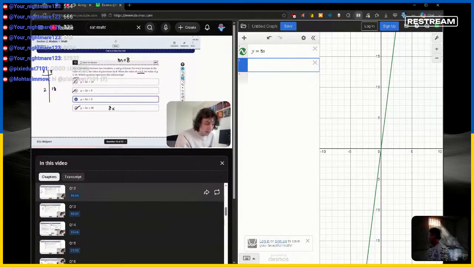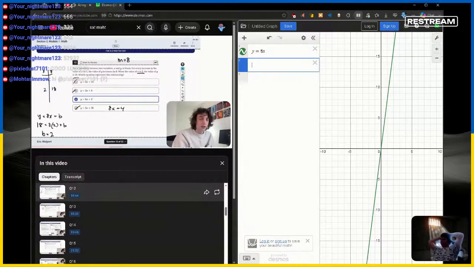Imagine D were 8x plus 4. How would we know that the answer is C and not D? We can be super formulaic about this. Set up y equals 8x plus b, and then plug in this point to solve for b. We get b equals 2.